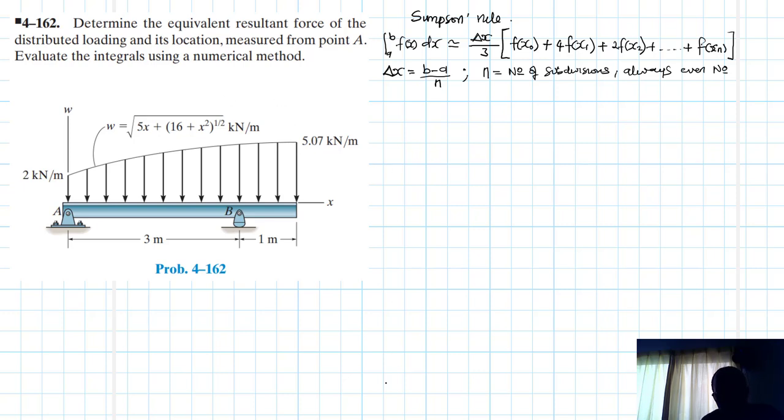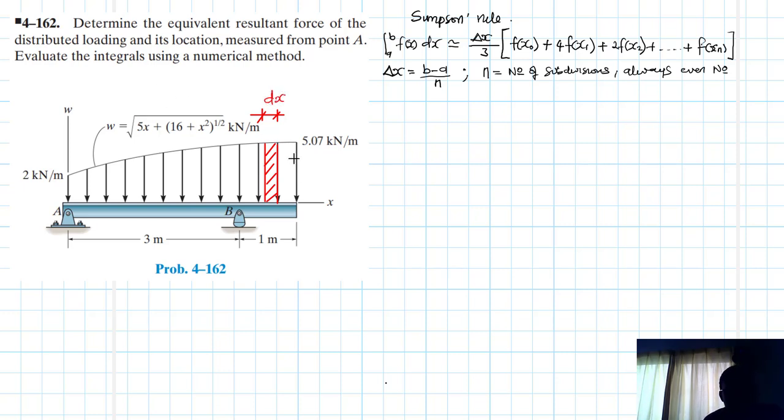Let's start working on the problem. First and foremost, for us to define this integral, we need to get a small strip, like we've always done. Let's get a small strip there, like so. This is a small strip. So this is our dx.